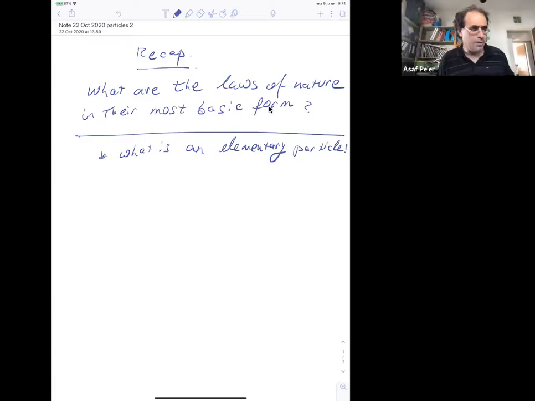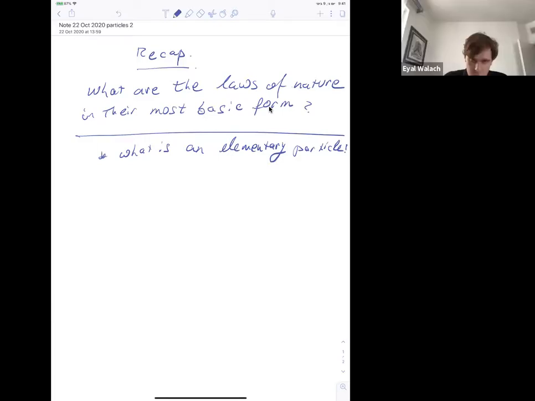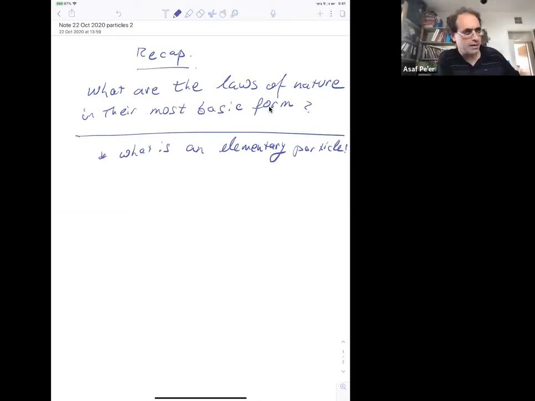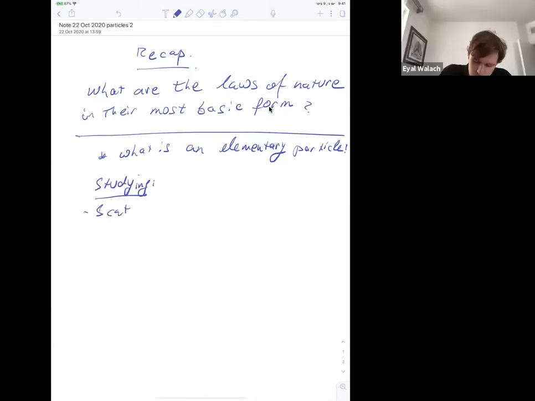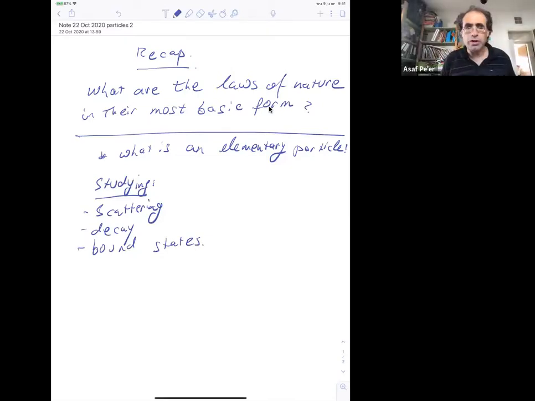And then we discussed a little bit how we study these particles. We said that there are three ways of studying them. This is via experiments that include scattering, decay, and looking at bound states. These are the tools that we have. We spoke a little bit about where we get the elementary particles that we're interested in studying, and we said this comes from cosmic rays, from nuclear reactors and particle accelerators.